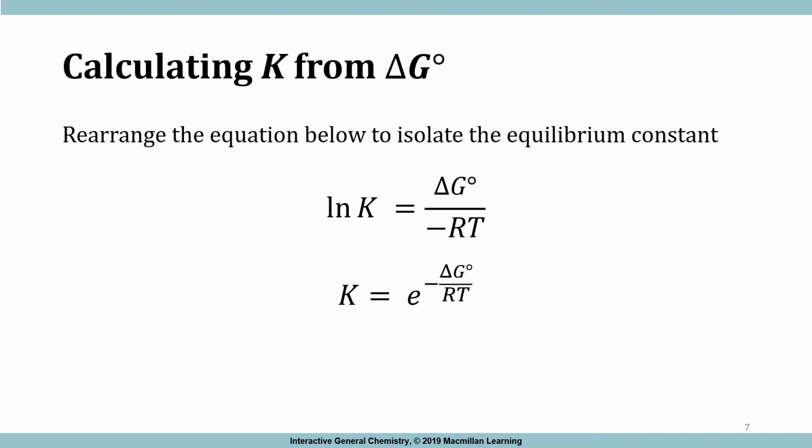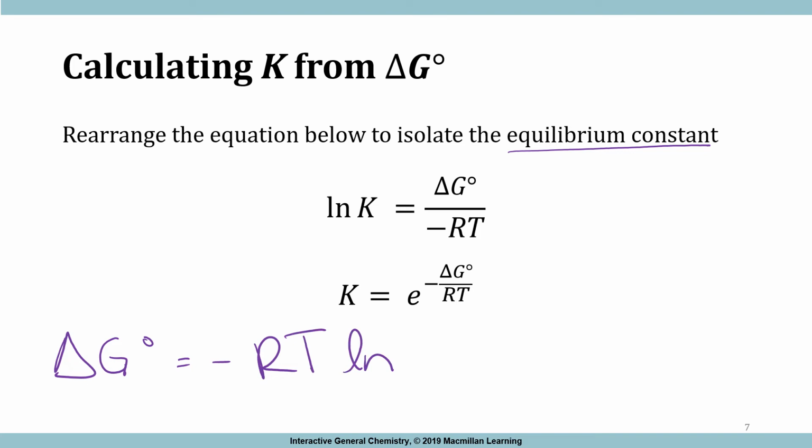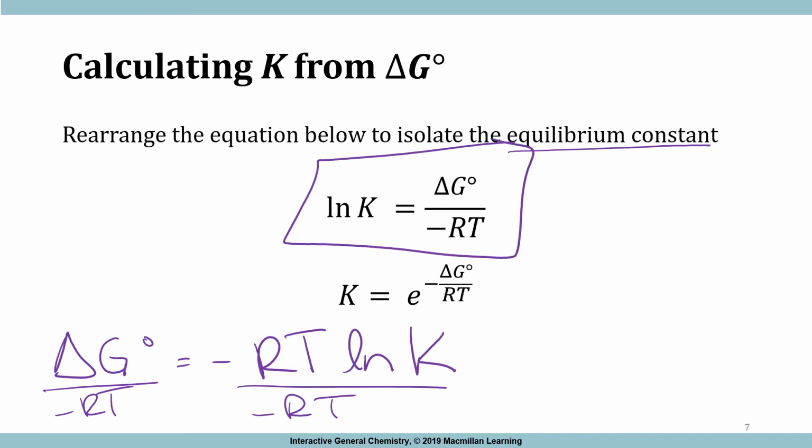So what happens if you want to figure out what your equilibrium constant is? Well, we already know that delta G equals negative RT natural log of K. But what happens if I want to figure out what K is by itself? You just have to rearrange everything. So if I divide by negative RT on both sides, I'm left with this equation.